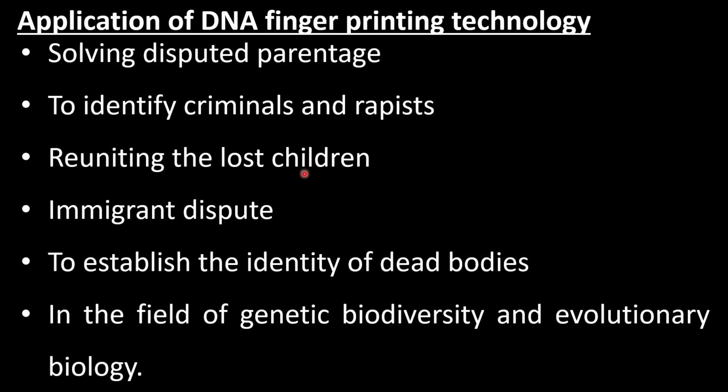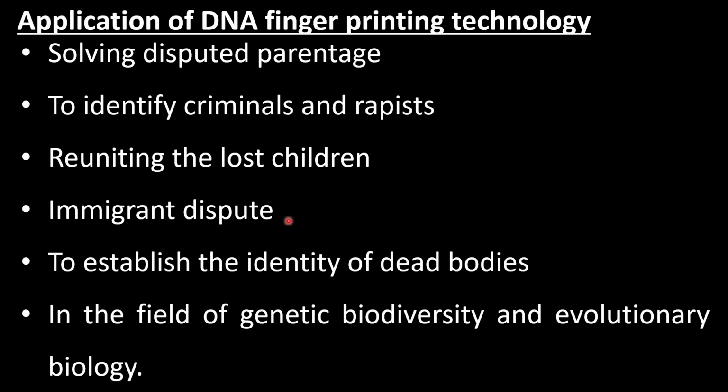The third one is reuniting lost children. DNA fingerprinting helped in reuniting lost children with their respective parents who were separated during war, violence, natural disaster, baby switch over in hospital, etc. Next is immigrant dispute. More or less in every country, there is a problem of immigration. DNA fingerprinting is used for setting up a DNA database. It is helpful to establish whether they have crossed the borders or are residents of that country.